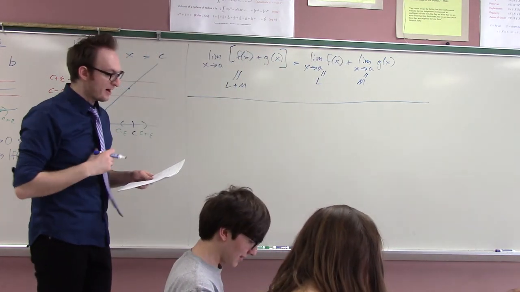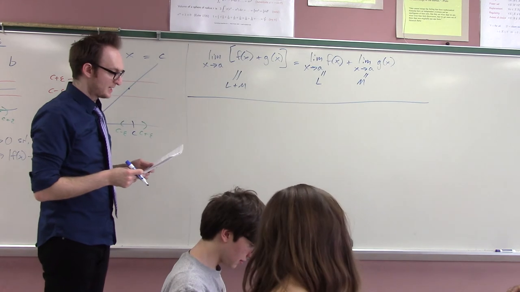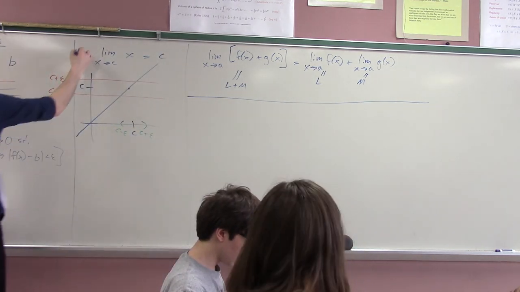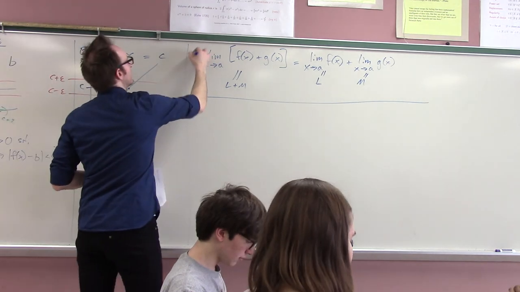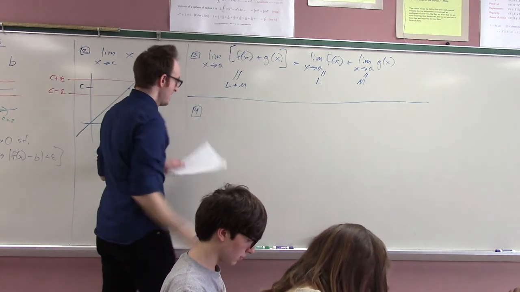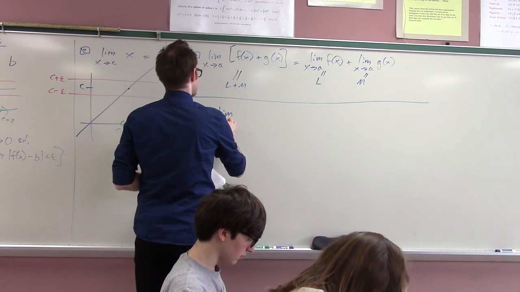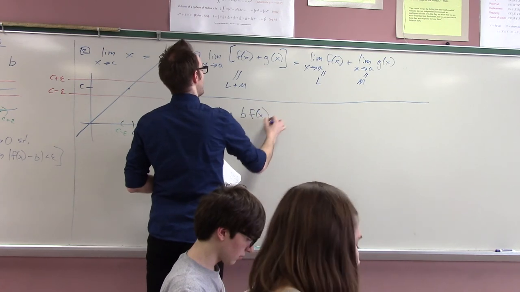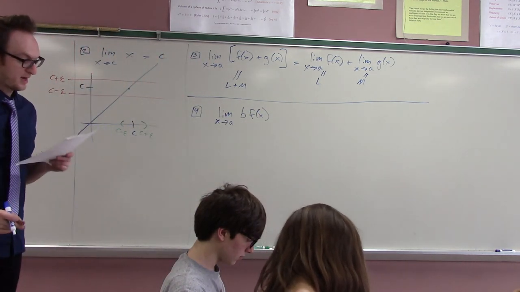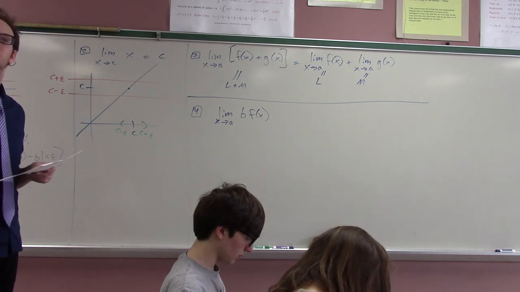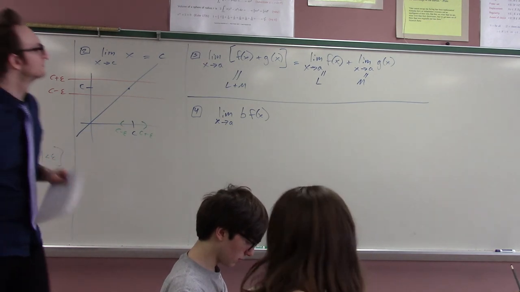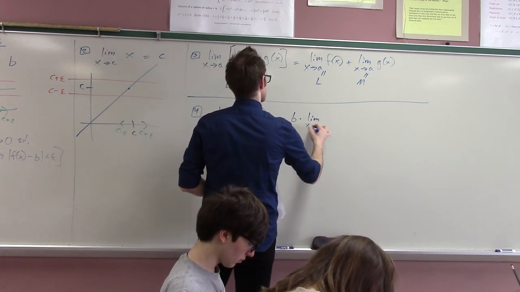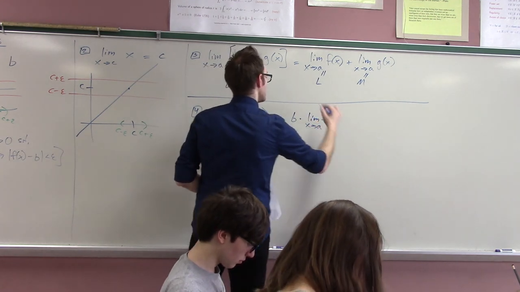There are some other limit laws. Let's call this limit rule 1, this limit rule 2, this limit rule 3. Here's limit rule 4: the limit as x approaches a of a constant times a function. What do you think that is? Yeah, this is just b times the limit as x approaches a of this function.